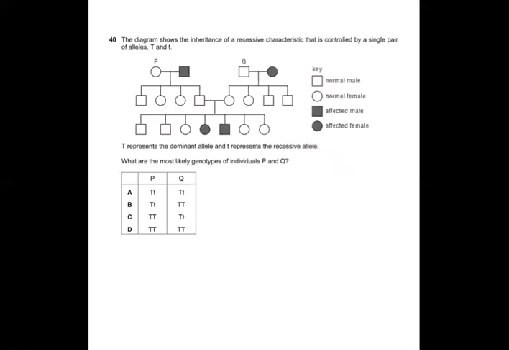Now we'll do some questions. The diagram shows the inheritance of a recessive characteristic that is controlled by a single pair of alleles, capital T and small t. Capital T represents the dominant allele and small t represents the recessive allele. What are the most likely genotypes of individuals P and Q?